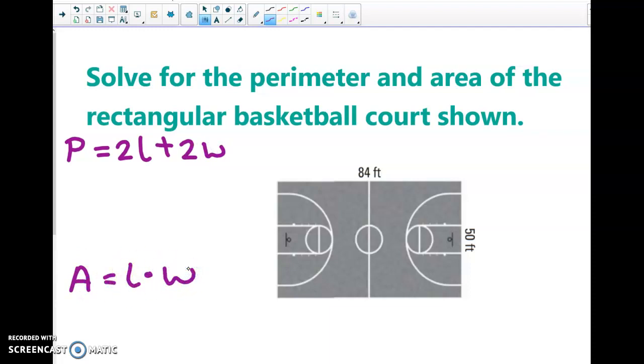A lot of people get confused and say which one's length and which one's width. It technically does not matter. In the picture here, I always do the length as across. So that will be L. I should change my color here. So I'll call this one L and this one W. Take a minute and plug them into your formulas.